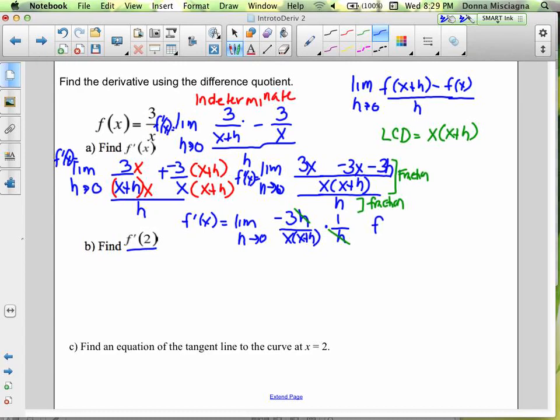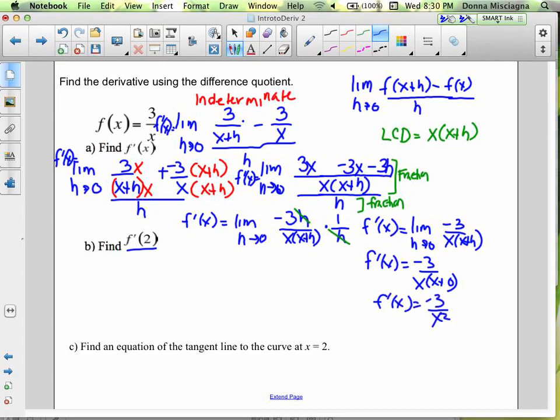And so our derivative, f prime of x, is going to be negative 3 divided by x times, oops, almost forgot to do one thing. Not quite yet, almost. Our derivative is still the limit as h approaches 0 of negative 3 divided by x times x plus h until we plug in the 0 for h. So let's plug that in now. F prime of x is equal to negative 3 divided by x times x plus 0. Right, and so our derivative is negative 3 divided by x squared. All right, so that is our derivative right there.